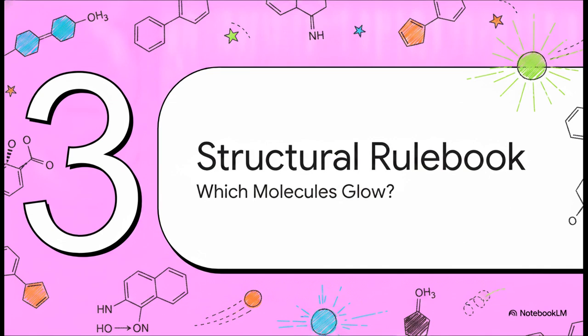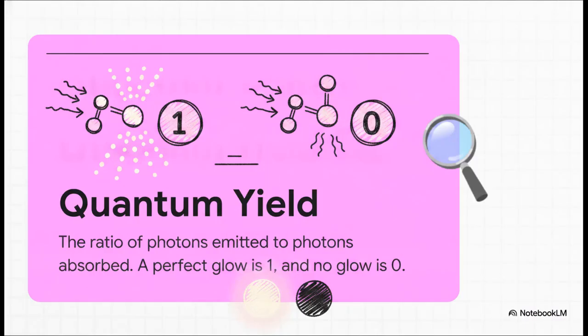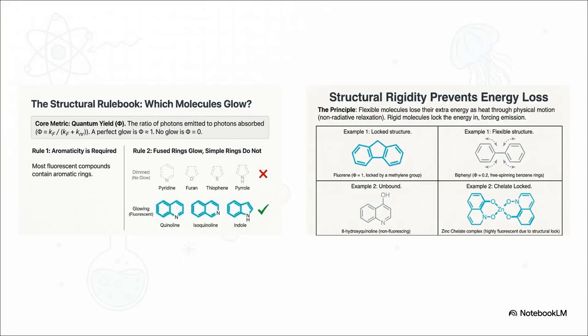Which molecules glow? When we're evaluating any glowing material, the absolute most crucial metric is its quantum yield, which we represent with the Greek letter phi. It's actually a super simple ratio. It just measures exactly how efficiently a molecule turns absorbed energy into visible light. So, if a molecule absorbs 100 photons and emits 100 photons, boom, its quantum yield is a perfect 1. But if it absorbs 100 photons and just heats up without emitting a single drop of light, its yield is a flat 0.